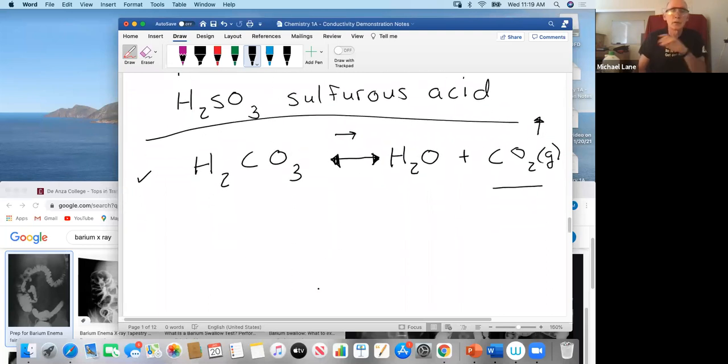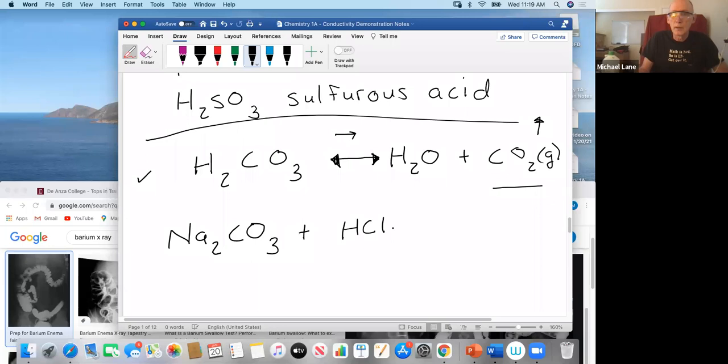Now, this is important, for example, when you see reactions such as this. Sorry, I don't have these materials. I couldn't demonstrate them to you. You're just going to have to believe me on this one. There is sodium carbonate. Let's add HCl to that, and I will go ahead and write this one as aqueous.